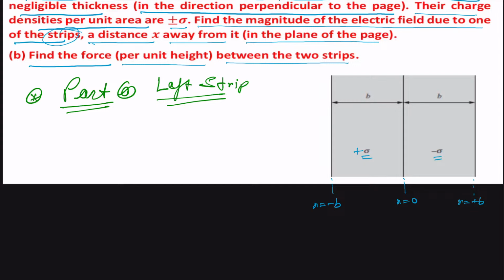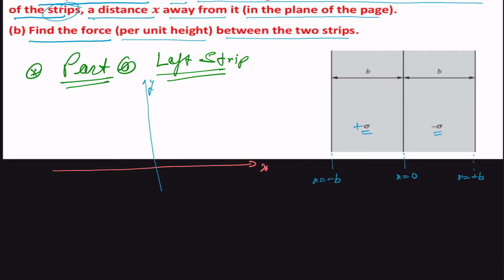Okay. And suppose this is the x-axis and this will be our y-axis, because these strips are perpendicular to the plane, so we can consider this as the y-axis, and to the left of it there is one strip and to the right of it there is another strip. So this is our x equal to 0, x equal to minus b, and this is x equal to plus b.